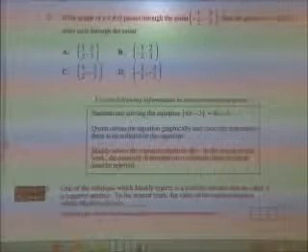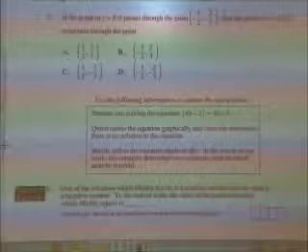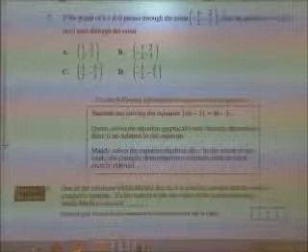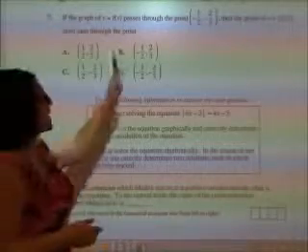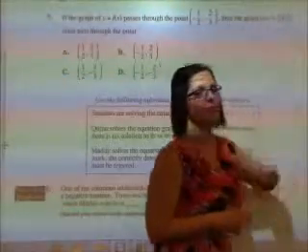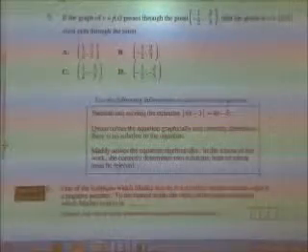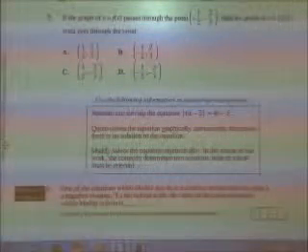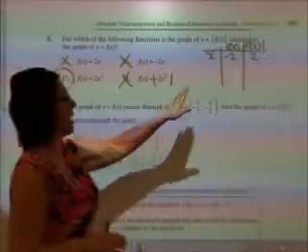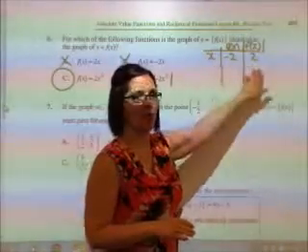Question number 7. If a graph of y equals f of x passes through the following points, then the graph of y equals the absolute value of f of x must pass through which points? So when I take a function and I take its absolute value, what coordinate is changing? Do they both change, or does one change? So think back to the last example. What changed in my function? The x or the y?